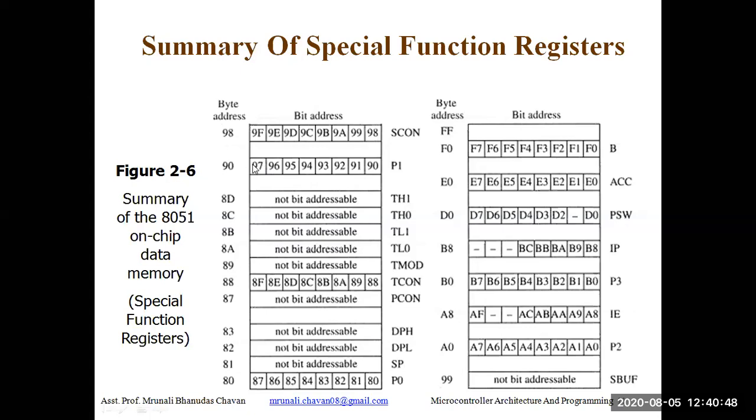Then here port 1, its address is 90H, SCON 98H. Then SBUF register, its address is 99H. Likewise port 2, A0. IE register, it is the interrupt enable register. P3, that is port 3, is located at B0H. IP, interrupt priority register. PSW register we discussed in detail, its address is D0H, accumulator E0, B register F0. These are the special function registers and they are allocated in the upper 128 bytes of internal RAM.